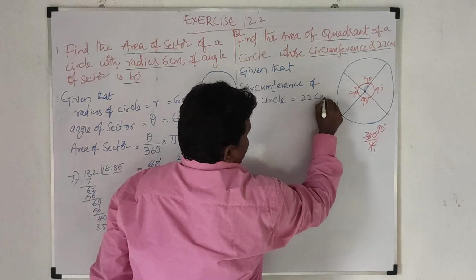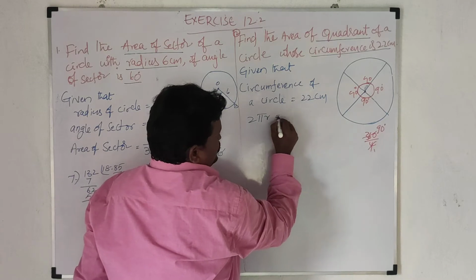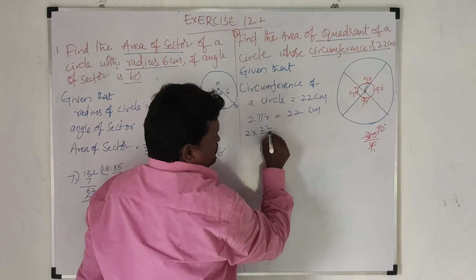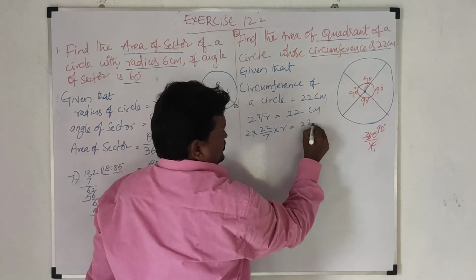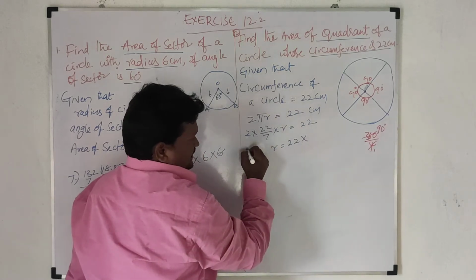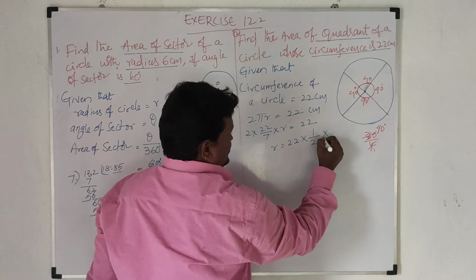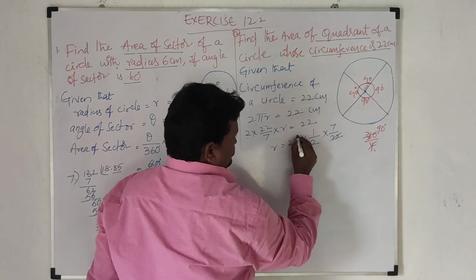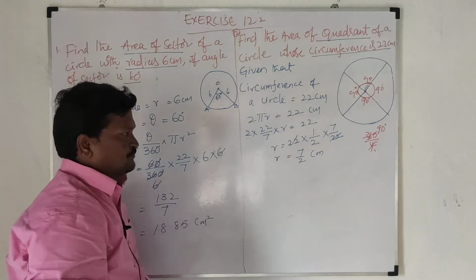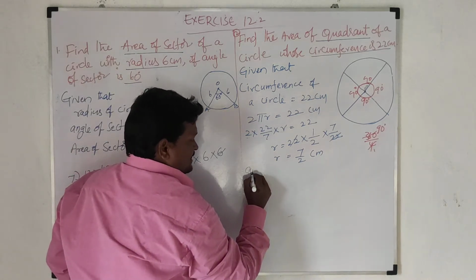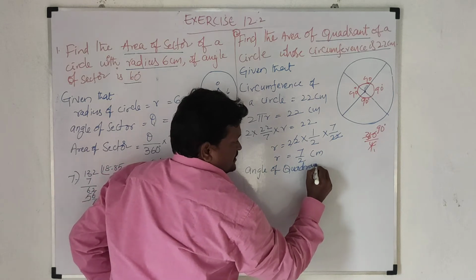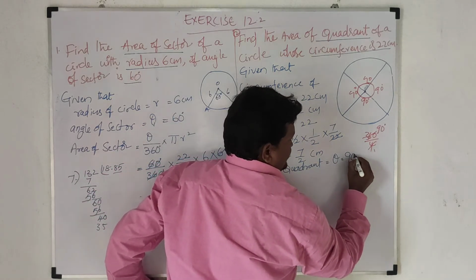The circumference of the circle is given as 22 centimeters. Circumference of a circle formula: 2 pi r is equal to 22 centimeters. Then 2 into 22 by 7 into r is equal to 22. Then r becomes 22 into 7 by 2 into 22, the 22 gets cancelled. r is equal to 7 by 2 centimeters. R we have. But what is the angle of the quadrant? For a quadrant, theta is 90 degrees.